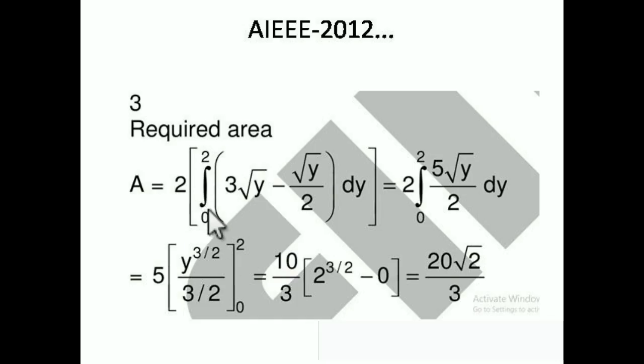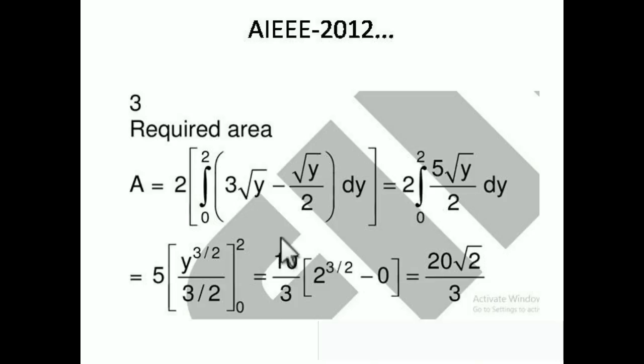So 2 into integration 0 to 2, bigger parabola minus smaller parabola into dy, because here it's x dy. What is bigger? It's x square is equal to 9y, so x is equal to 3 root y, and for smaller it is root y by 2, into dy. Very simple. Okay, now just integrate this. 3 root y minus root y by 2, so it's 5 root y by 2. 2 integration 0 to 2.